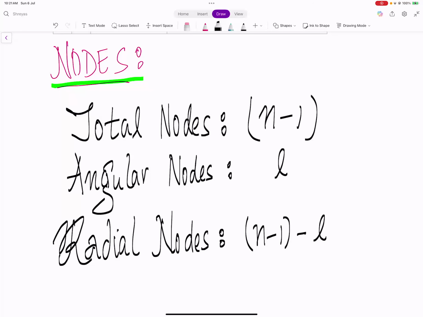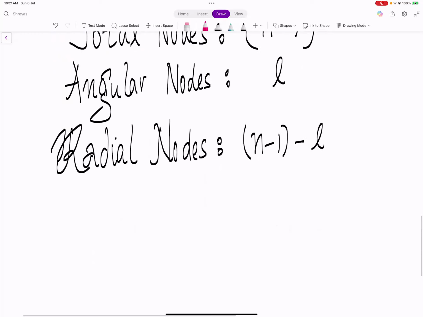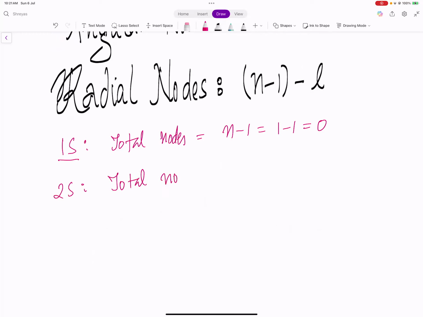Got it? Okay, now we'll do some examples. So let us consider the 1s orbital first. Total nodes, n minus 1, is 0. Then 2s: only 1. And angular nodes, 0.